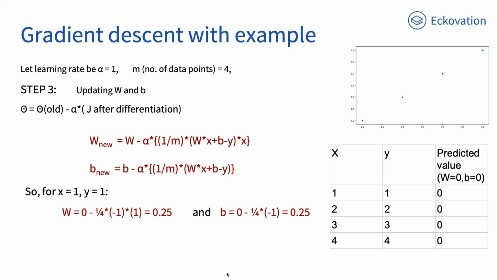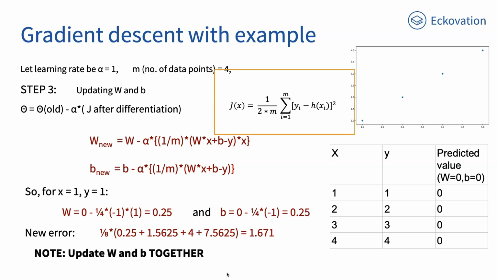Now, using these, if we calculate the new cost function, we see that it comes out to be 1.671. That is, we have put the new values of w and b in this formula here. Now, the previous cost function was 3.75. That is, the error loss is decreasing.